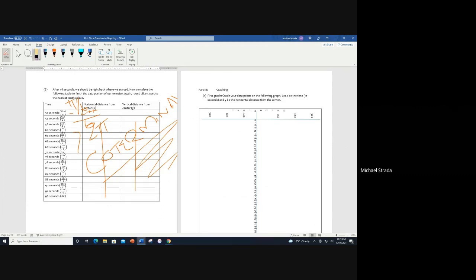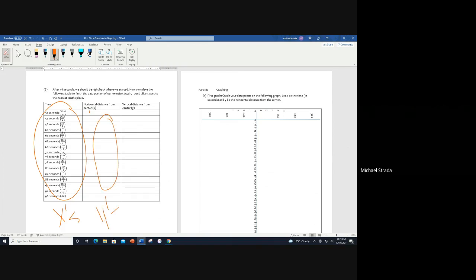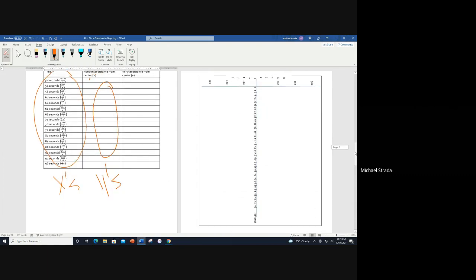So for example, when you graph, for this graph, these are your x's and these would be your y's. So that's for the first graph because it says x be the time and y be the horizontal distance. So you're going to plot the points and then connect them.